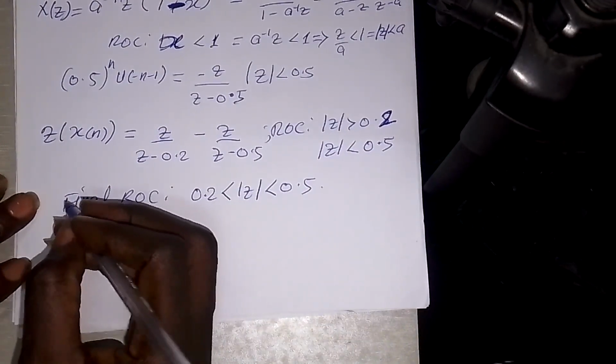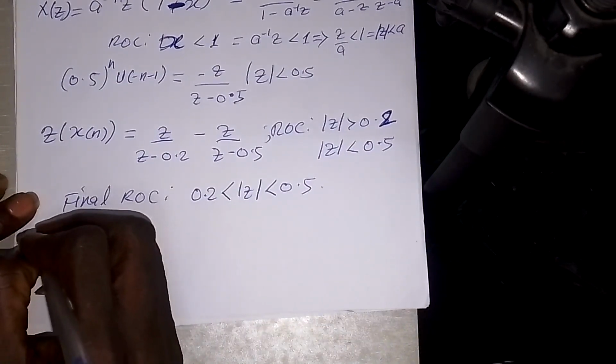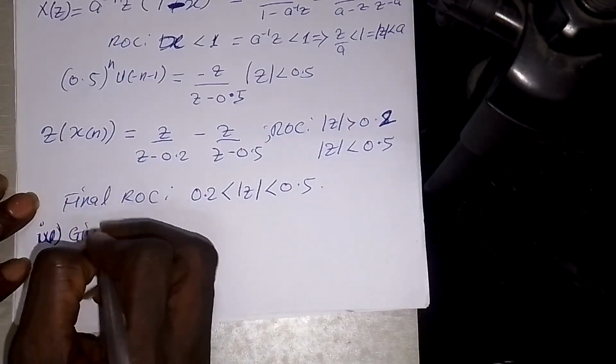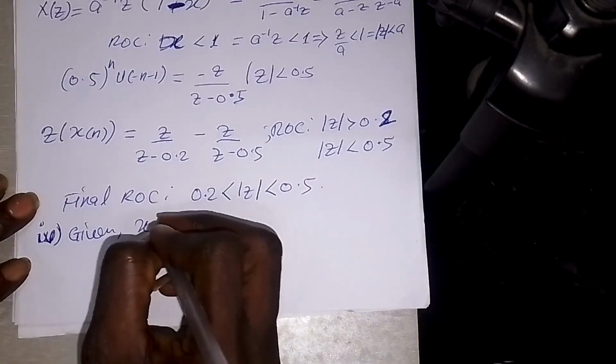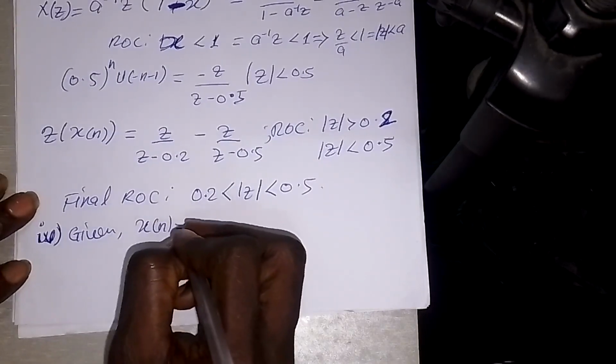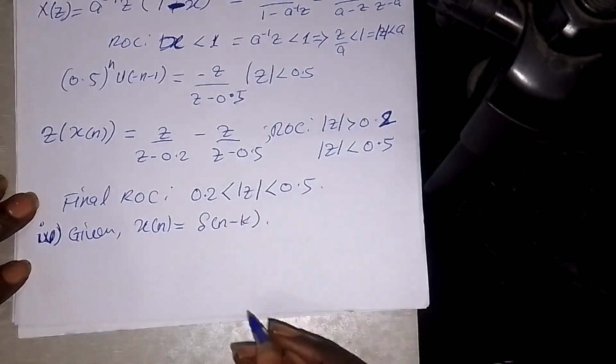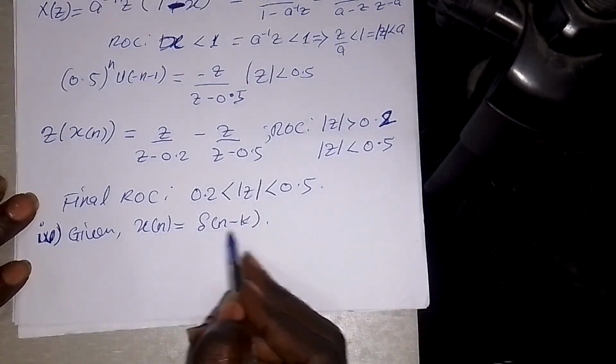We have the next one. What are we given? We are given x of n to be equal to delta n minus k. So this one, to be able to solve, delta n minus k.